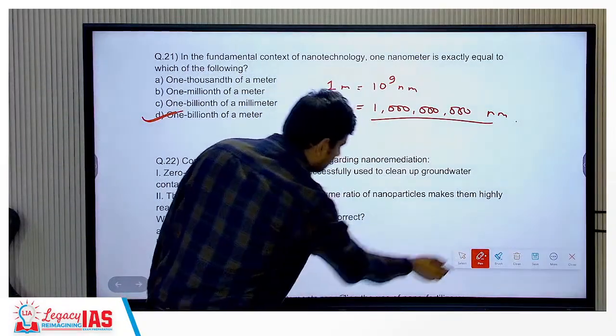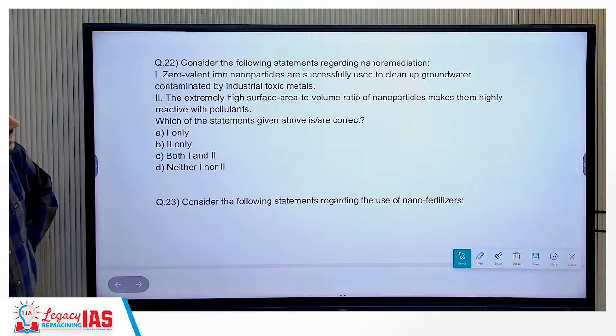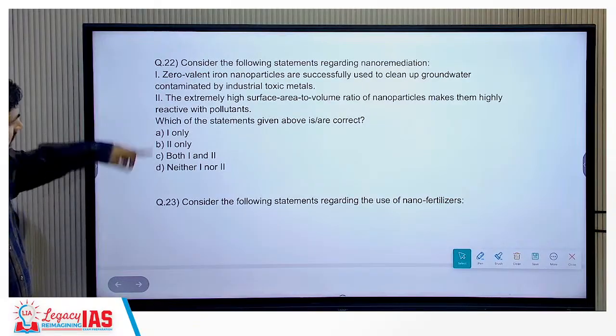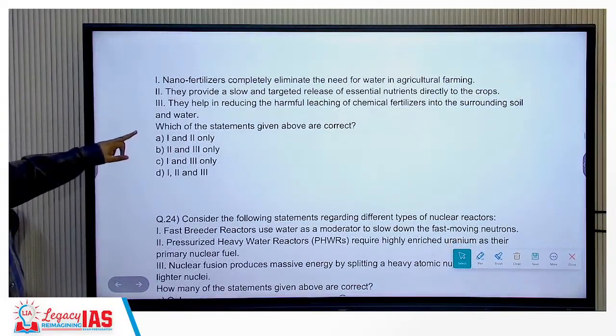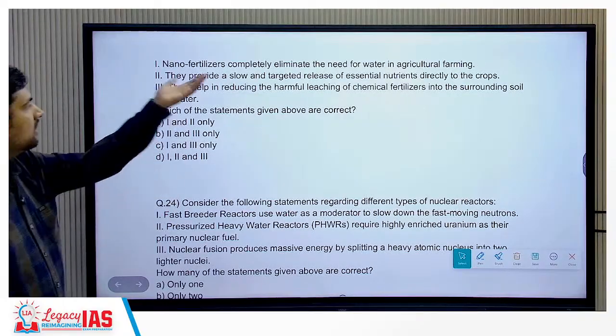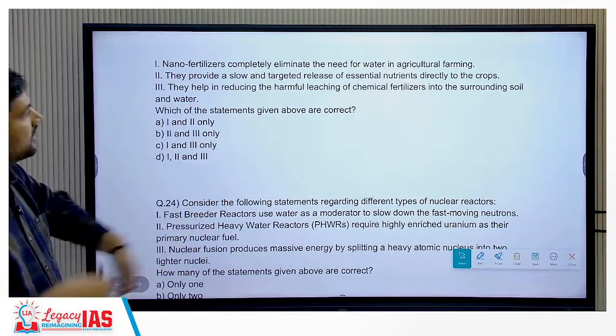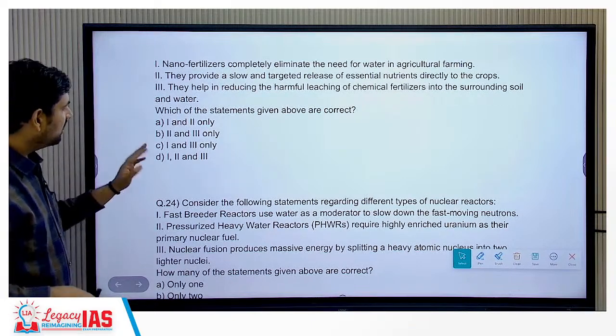Then zero valent iron nanoparticles are successfully used to clean up groundwater contaminated by industrial toxic. Then the extremely high surface area to volume ratio makes them more reactive with the pollutants. Correct? Reactivity increases. So both becomes the answer. Then consider the following regarding nanofertilizers. Nanofertilizers completely eliminate the need for water in agriculture. Water will not be eliminated. Then first is wrong. Then they provide a slow and targeted release of essential nutrients. Yes. Then they help in reducing the harmful leaching of chemical fertilizer. Yes. Correct. So 2 and 3 are correct. Answer becomes B.